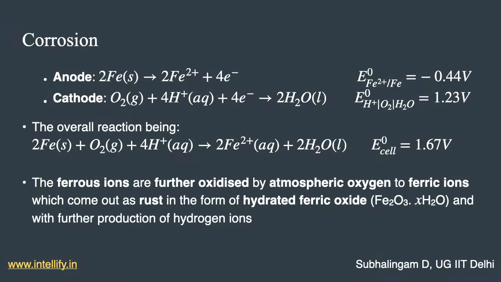The ferrous ions are further oxidized by atmospheric oxygen to ferric ions, which come out as rust in the form of hydrated ferric oxide, that is Fe2O3.xH2O, with further production of hydrogen ions. What is x? x is variable, so we don't know the water of crystallization, so we just give it as x. So rust is Fe2O3.xH2O, that is hydrated ferric oxide, and this further increases the production of hydrogen ions.